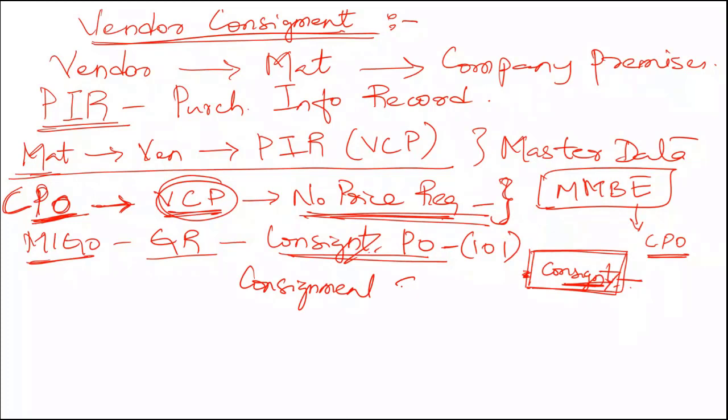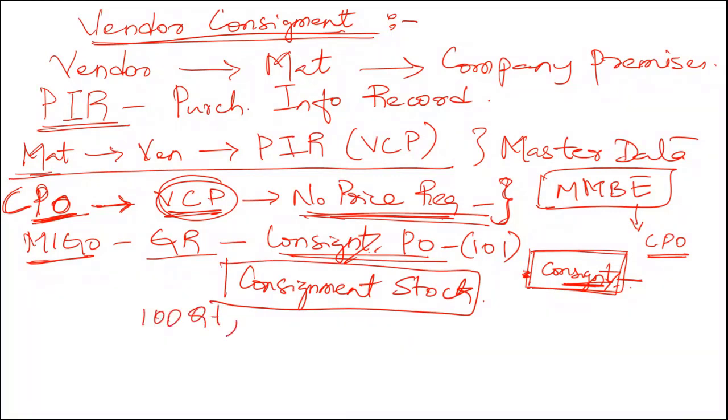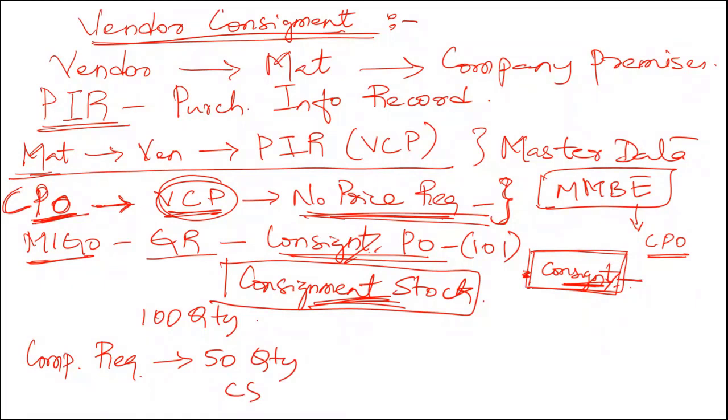As I told you, suppose you have maintained a stock of 100 quantity in consignment stock. Whenever the company requires material from the consignment, suppose the company requires 50 quantity from the consignment stock, again no need to create a PO. What we need to do is go for transfer posting.